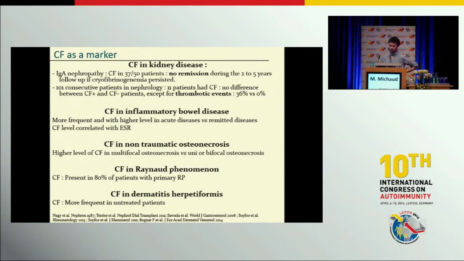In patients with inflammatory bowel disease, CF was more frequently found and with higher level in acute disease compared to remitted disease, and was correlated with level of ESR. In patients with non-traumatic osteonecrosis, patients who had multifocal osteonecrosis had higher levels of cryofibrinogen. In primary Raynaud phenomenon, cryofibrinogen has been found in 80% of the patients, and it can also be found frequently in dermatitis herpetiformis, and more frequently in untreated patients, but it had no clinical consequence.